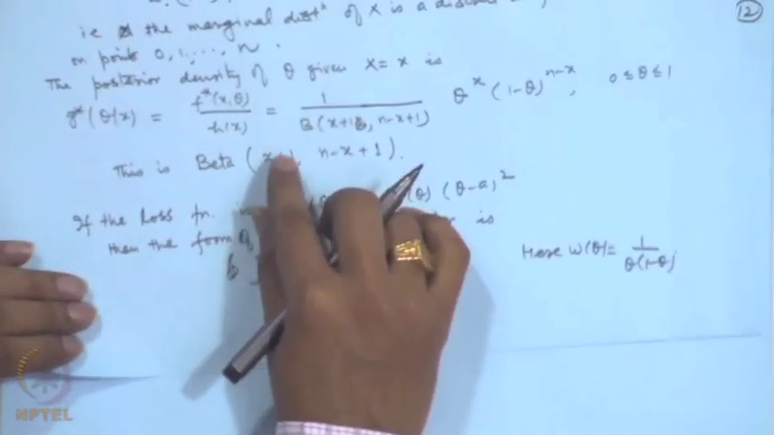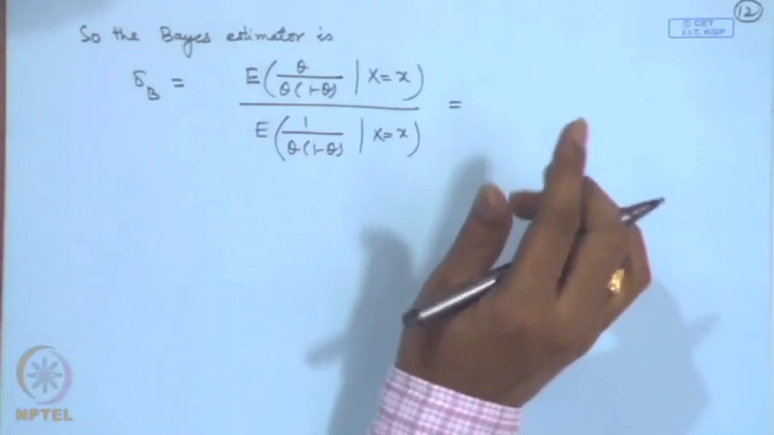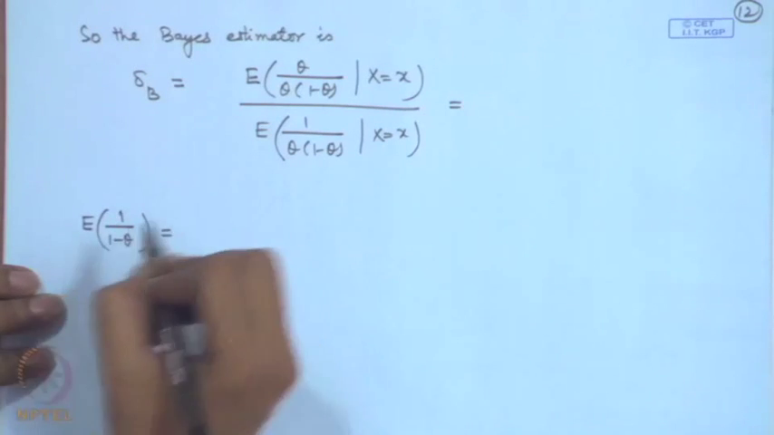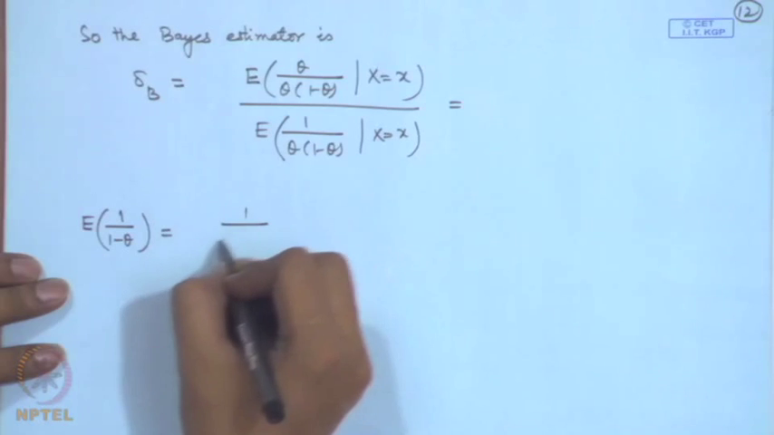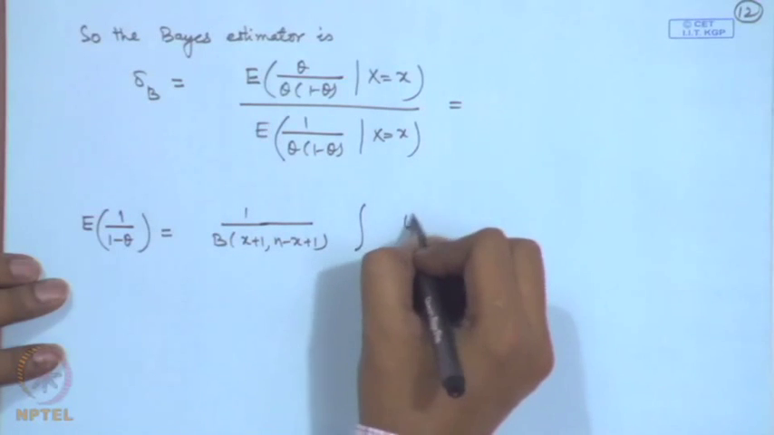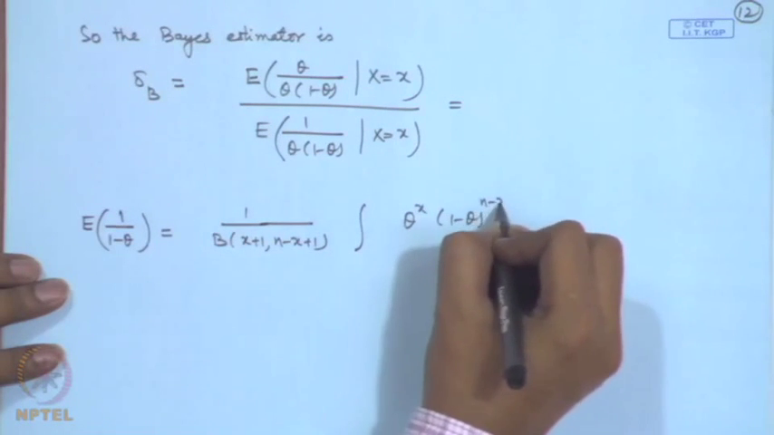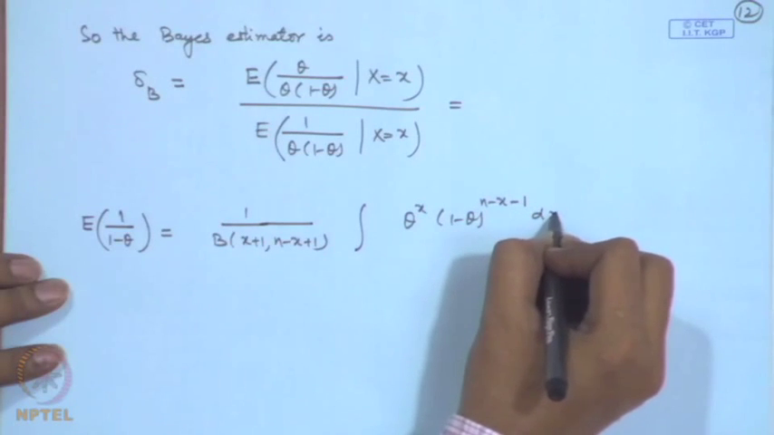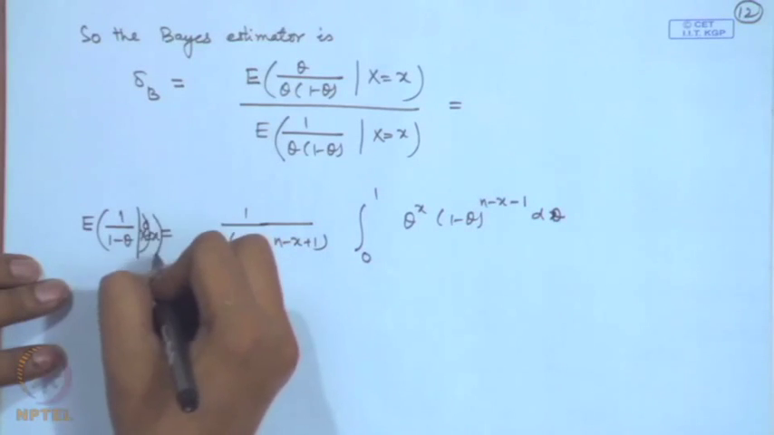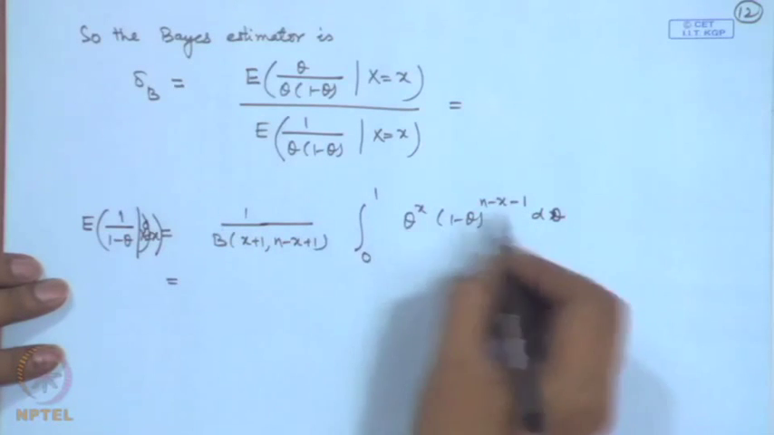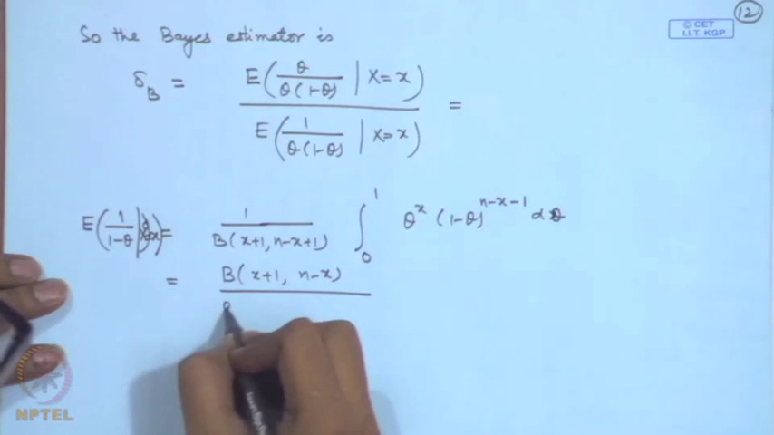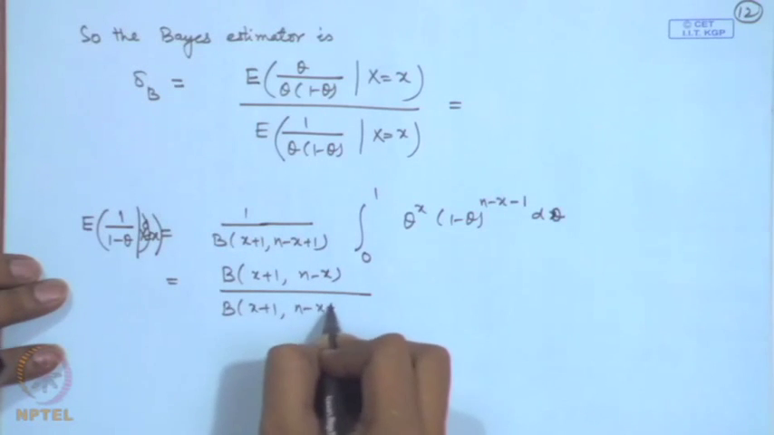The posterior distribution is obtained like this. So, from here if we calculate expectation of 1 by 1 minus theta, that is equal to 1 by beta x plus 1, n minus x plus 1, integral theta to the power x, 1 minus theta to the power n minus x minus 1 d theta from 0 to 1. This is the conditional expectation with respect to x. Now, this is nothing but a beta function. So, you get beta x plus 1, n minus x divided by beta x plus 1, n minus x plus 1.